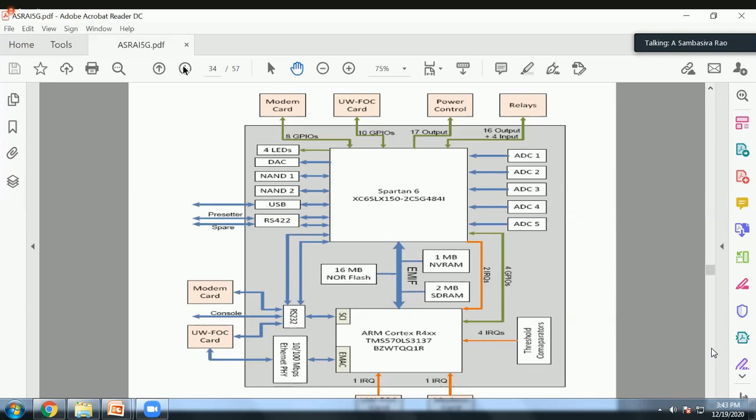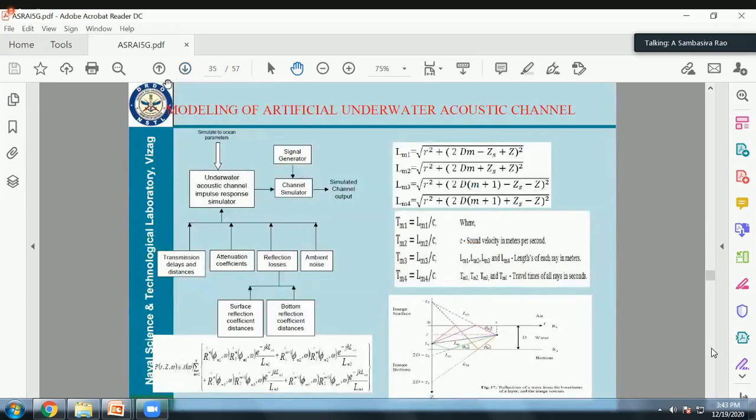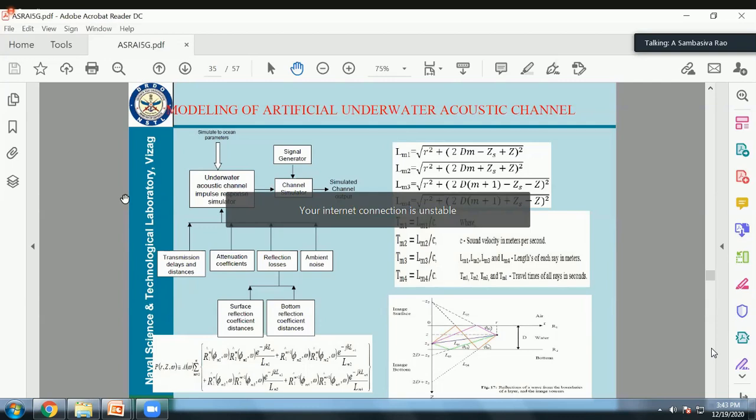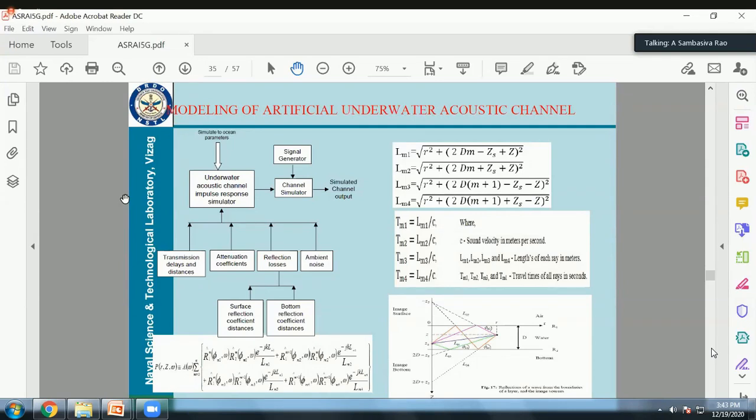In this slide, you need to understand something about the modeling of an artificial underwater acoustic channel. The propagation effects will be there, and the reflection: transmission delays and distance, attenuation coefficients, and reflection loss, including surface reflection loss and bottom reflection loss. So I am modeling this. MSc Prasad has one thesis on it. Code and channel modeling are given. You can work on this in MATLAB.